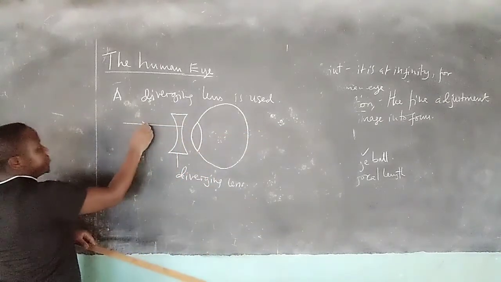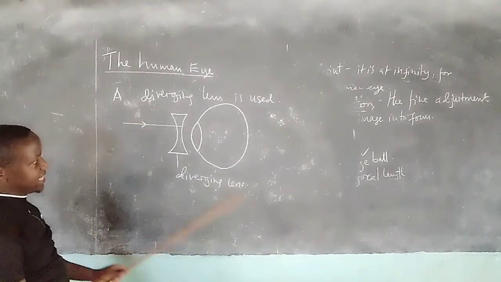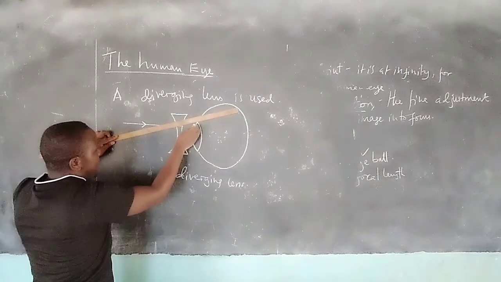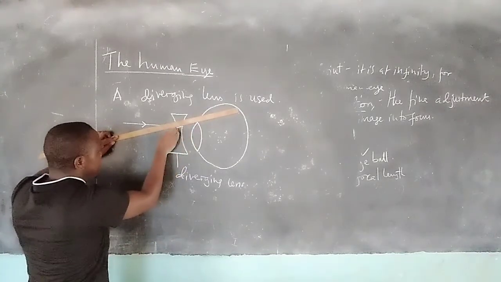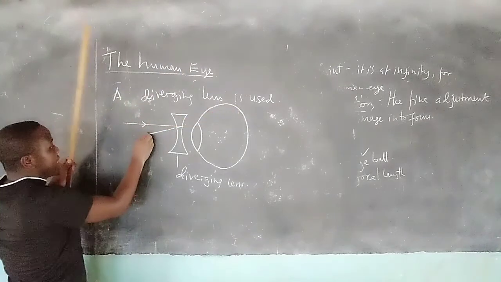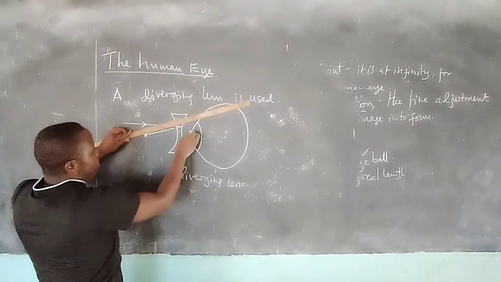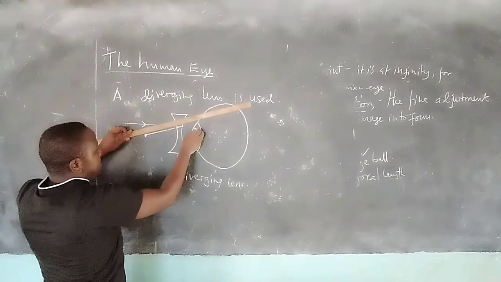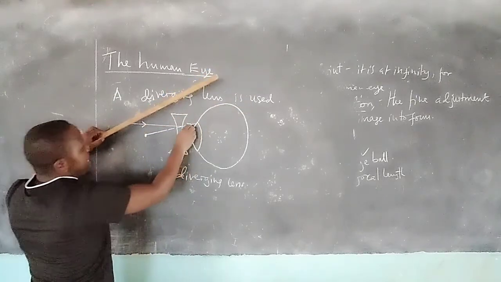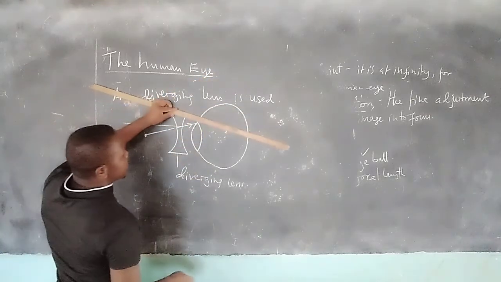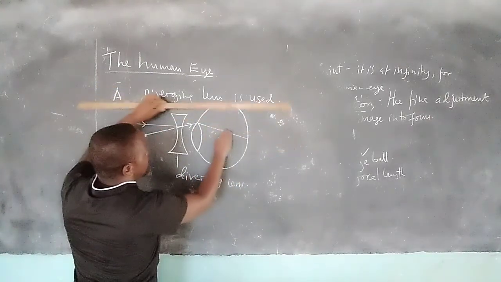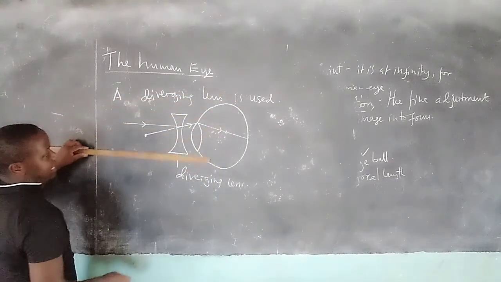when they reach the lens, they get diverged such that they appear to be originating from somewhere close. Because they appear to be from a near point, they can now be refracted properly at the retina.